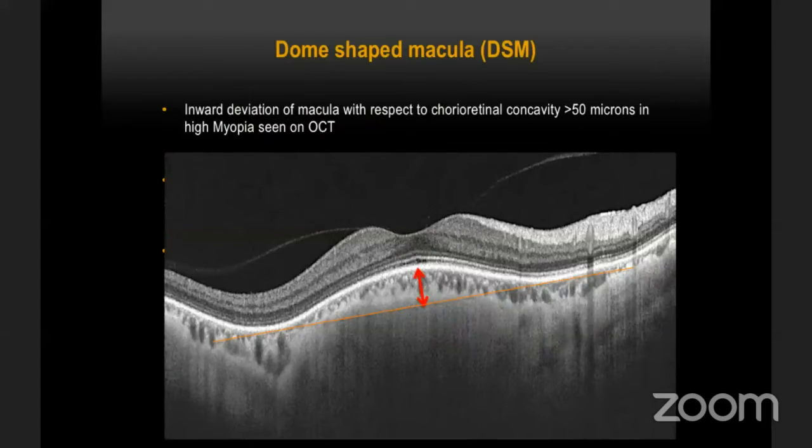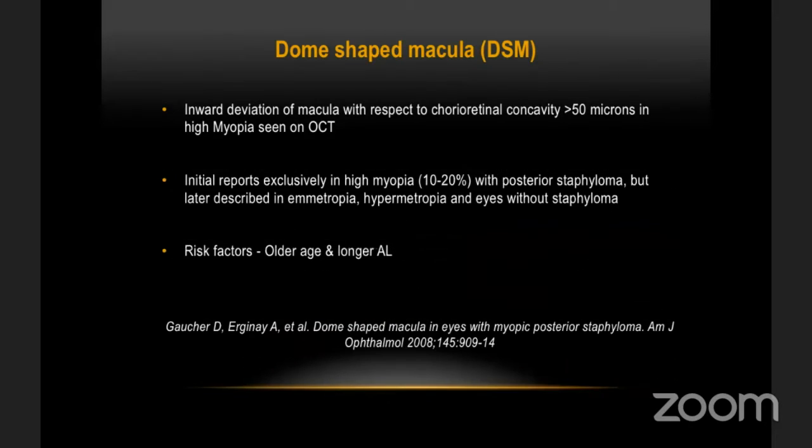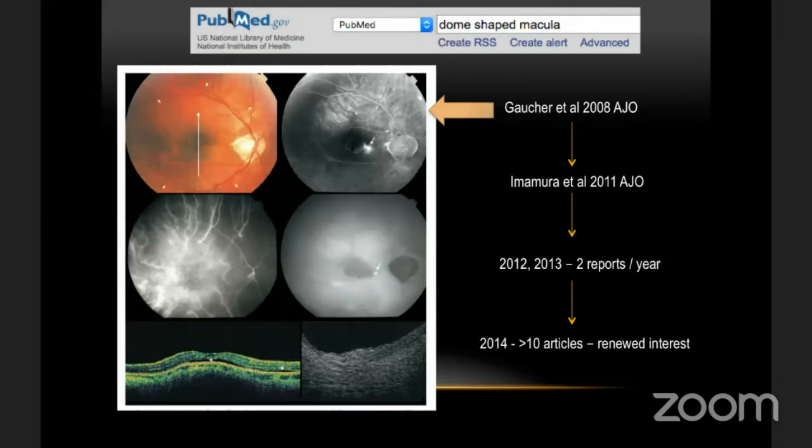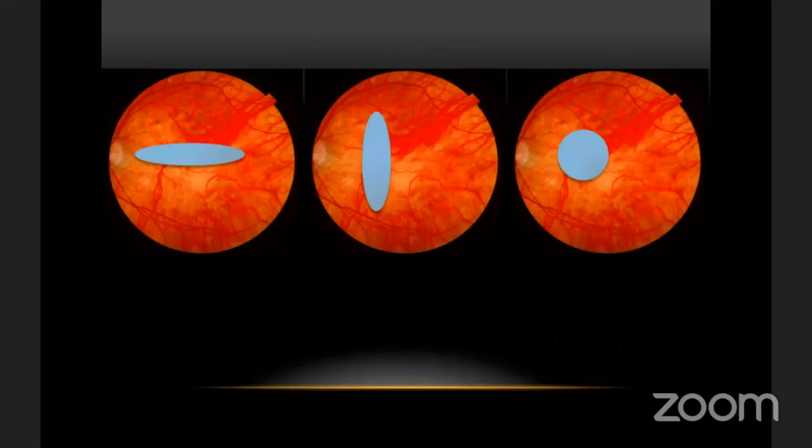Now, dome-shaped macula or dome-shaped maculopathy is an inward deviation of the macula with respect to the chorioretinal concavity, by definition more than 50 microns on OCT, seen in patients with high myopia. But it has also later been described in eyes with emmetropia and hypermetropia or without a staphyloma. The risk factors are an older age and a longer axial length. Now, again, this was first described somewhere in 2008 by Gaucher et al. And then there was renewed interest in 2011 to 14, but it really picked up after that and today there are more than 150 publications on this entity.